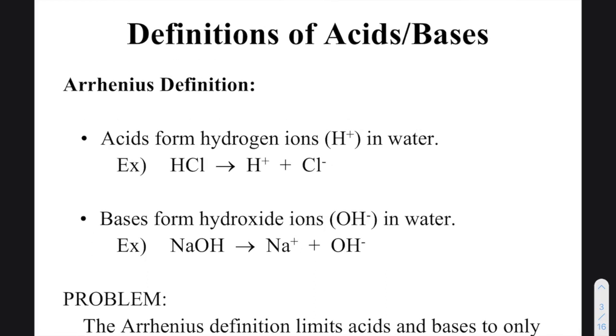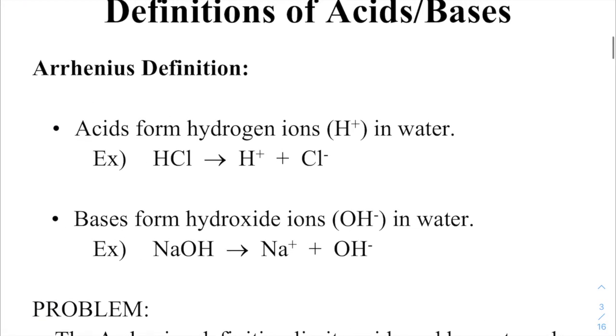Now, there was a long-standing definition for acids and bases. We call it the Arrhenius definition. It's not totally true, but we still like to talk about it in generality because it was the working definition for quite some time. But basically, the Arrhenius definition, and we're not going to spend a ton of time on this, says that acids will form hydrogen ions in water. Okay, that's what acids do. Bases form hydroxide ions.